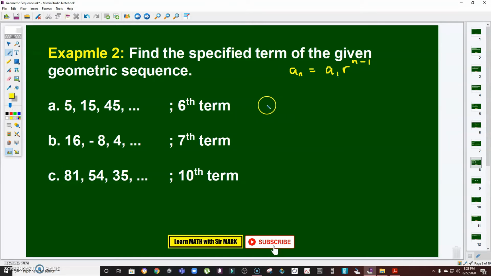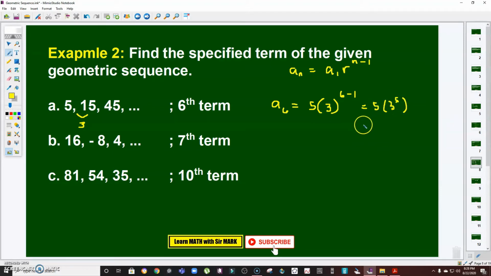Now, if we're looking for the 6th term, that is equal to the first term, which is 5, times the common ratio. Our common ratio is 15 over 5. The 15 over 5 is 3. So, therefore, times 3 raised to, since it's the 6th term, 6 minus 1. See that? You see the pattern. So that is 5 times 3 raised to 5.